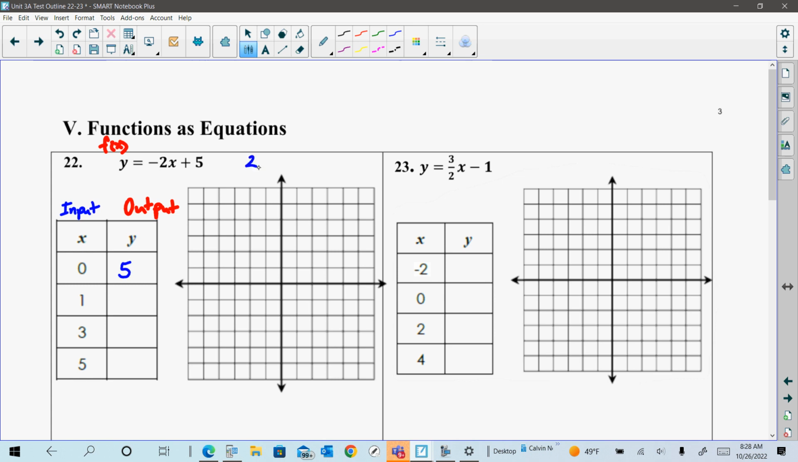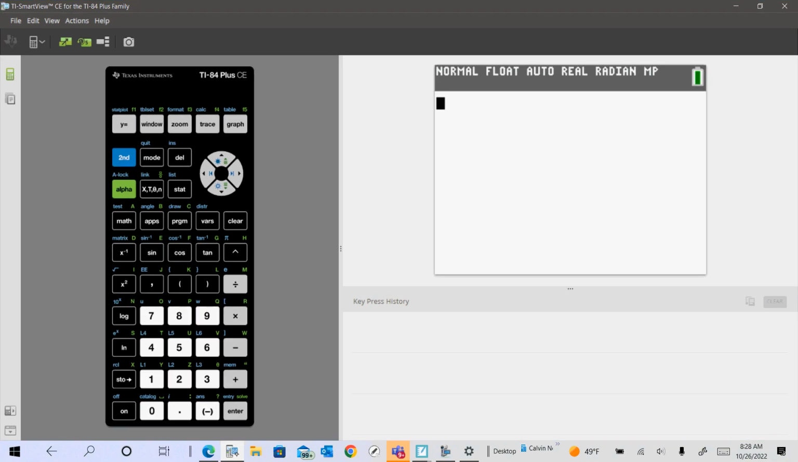Here I'm doing -2 times 1 plus 5. This would give me a -2 plus 5, which will leave me with 3. Or you can go to your calculator. So this is what I was going to let you do. Who remembers how to build a table, or let the calculator find the output for you?